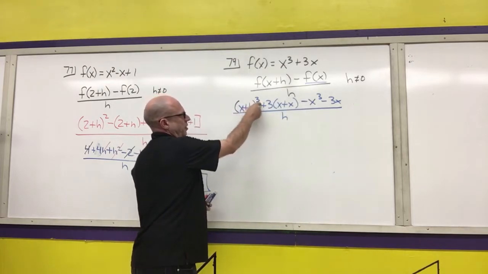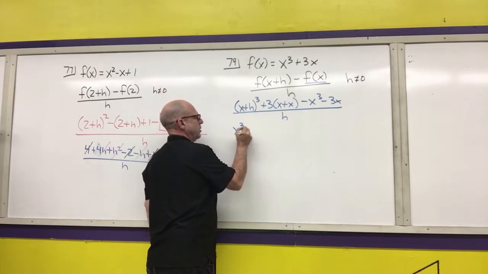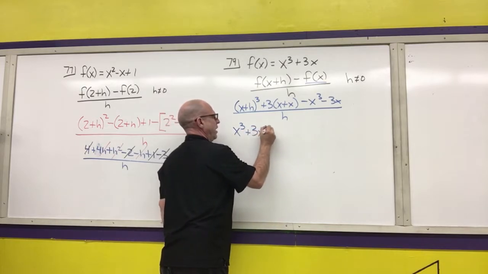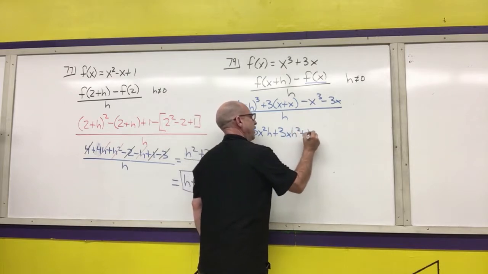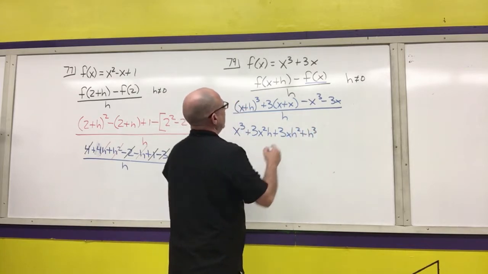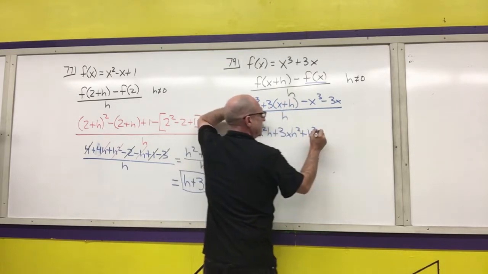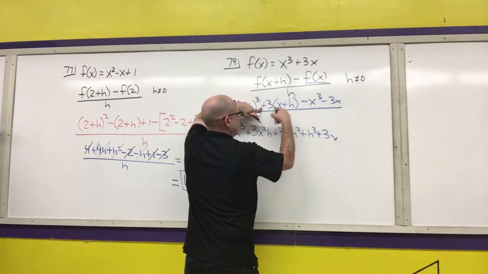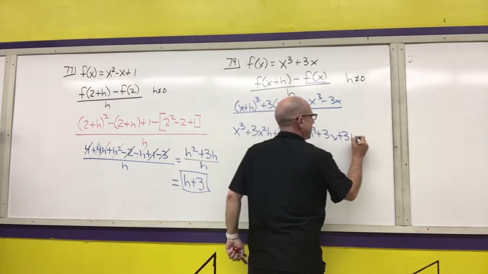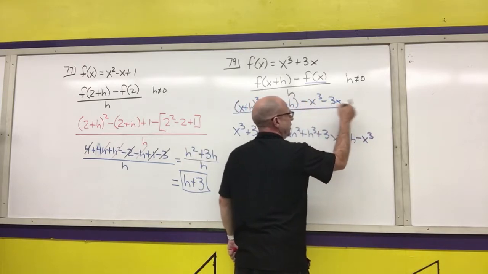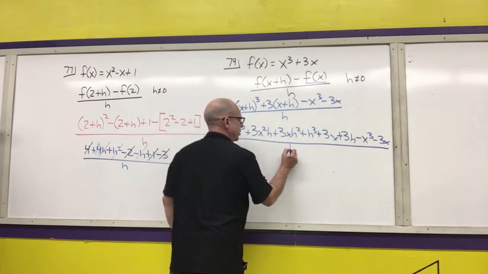I'm going to use the binomial theorem to write the first term, which is x cubed plus 3x squared h plus 3xh squared plus h cubed. And need to fix that. That's supposed to have been an h. Plus 3x plus 3h minus x cubed minus 3x. And again, this is all over h.